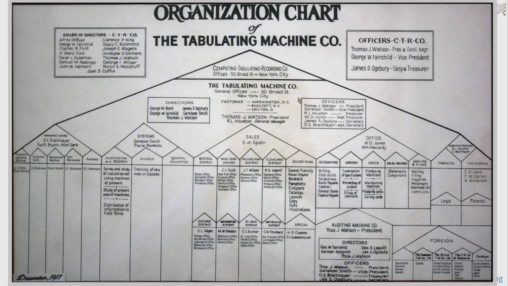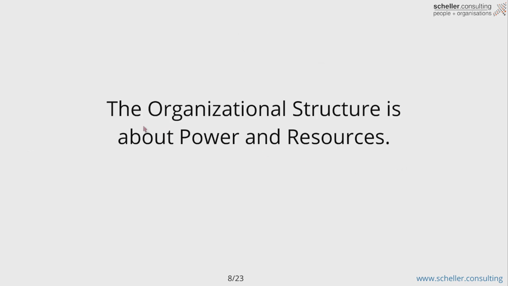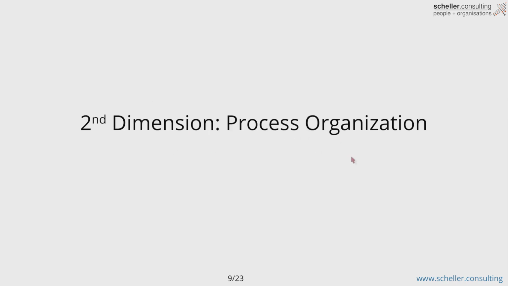And this chart is about power and resources. The same you see here in a company from these days. This is Apple. So you see the different departments, you see the head of the company, and here you see the department leads and so on. So in principle this is still the same. And the organizational structure is about power and resources.